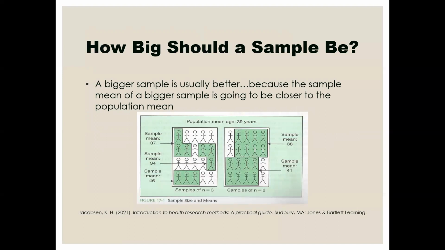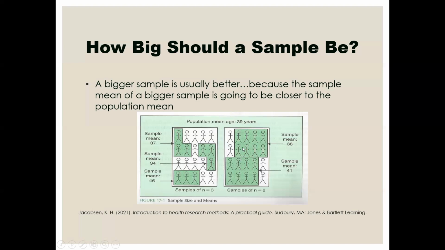And this is, I guess, one of the major dilemmas or the major concerns about sampling. In quantitative samples, the idea is that your sample mean should approximate the population mean, right? The population mean is 39 years old in this group. Here we have a sample mean with 3 people, the sample mean is 37. Here's 3 people, the sample mean is 34. Here's 3 people, the sample mean is 46. These small samples, the sample mean is a little bit away from 39.